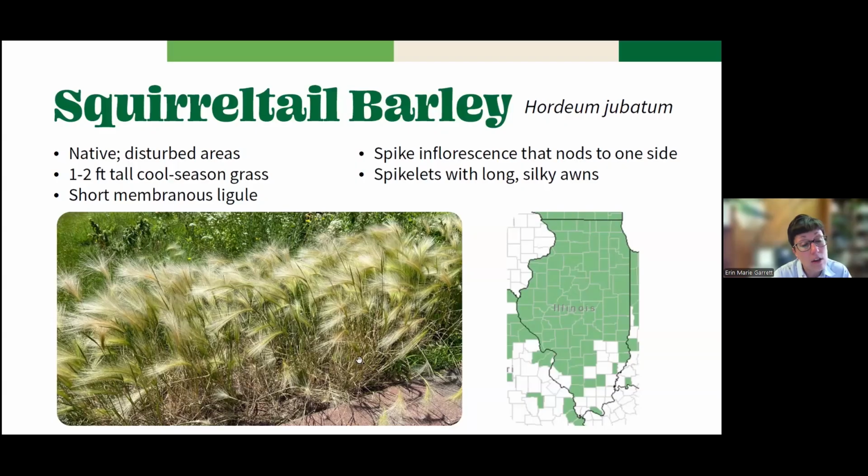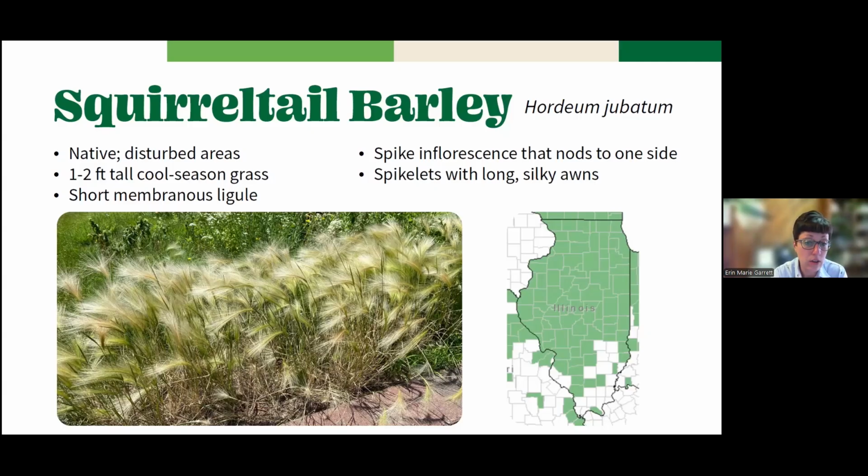It is a cool season grass. So again, if you've joined us, you should hopefully remember what a cool season grass is, but those grasses are going to do most of their growth early in the spring and then flower late spring into early summer. As we get more to this time of the year, they're going to die back or senesce and change color. These are pretty short, okay? Usually under 2 feet tall. I typically see them under 1 foot tall.